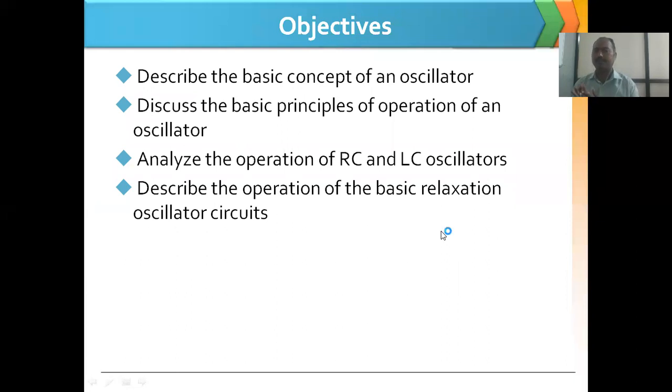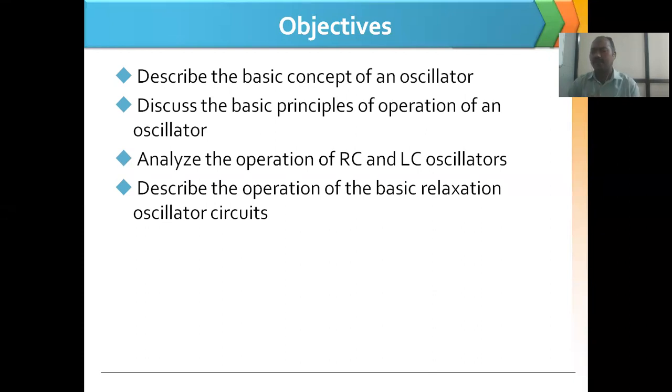In this slide we describe the basic concept of the oscillator. I already told you that an oscillator is the device that gives sine wave signal generation without applying any input. This is nothing but an oscillator. Then we discuss the basic principle of operation of the oscillator, and how the different types of oscillator are operated.